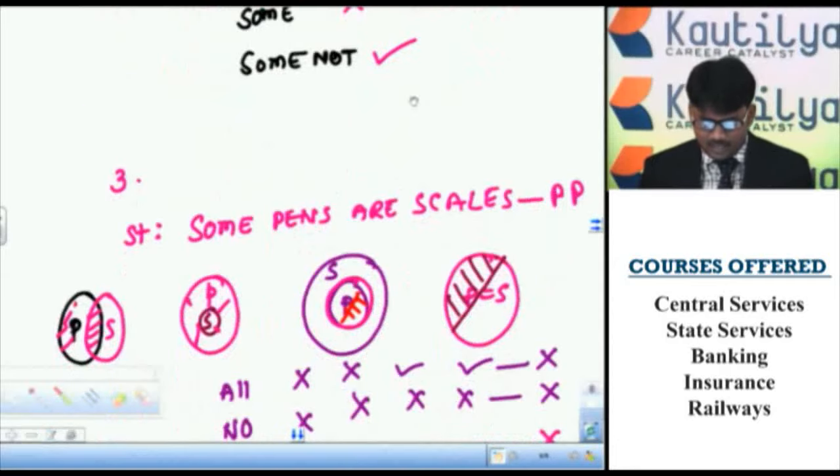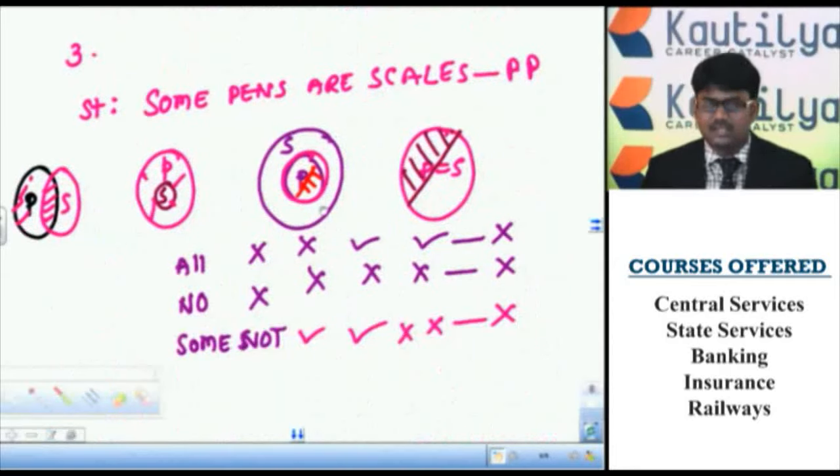And the third type of statement is some pens are scales, that is the particular positive statement. Then we have to check the three types of conclusions: all, no, and some not. All is not represented in two diagrams but represented in two diagrams. That means overall it is not represented. And no does not exist in any diagram. That means the conclusion does not exist for the given statement. And the third one, some not, exists in two diagrams and does not exist in two diagrams. That means overall it does not exist for the given statement. There is no conclusion for the given statement.